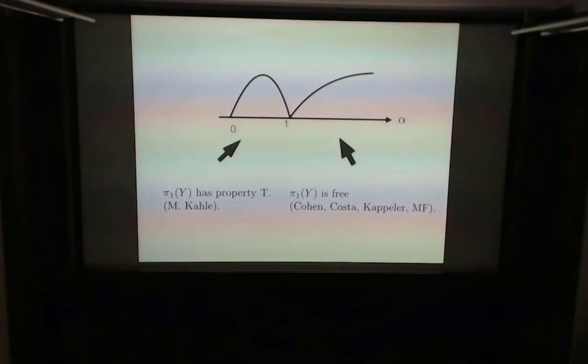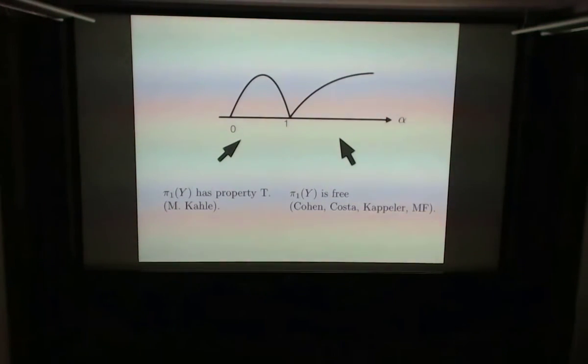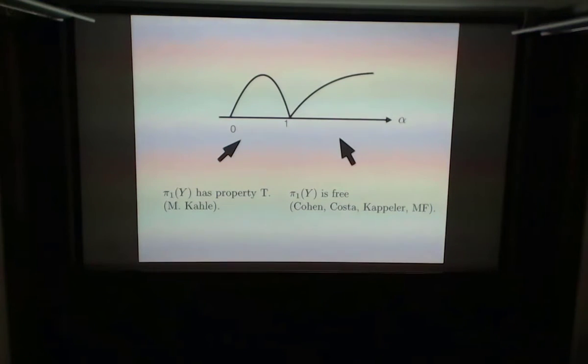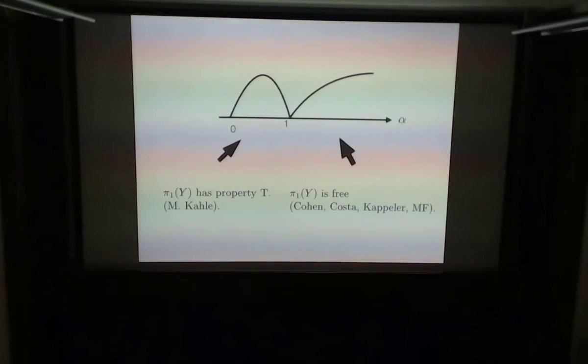So it's a bit surprising that I'm getting two options, either free or property T, and there is nothing in between. For example, Z plus Z, a group like this, is not free and has no property T, so it doesn't occur. It occurs with probability tending to 0.